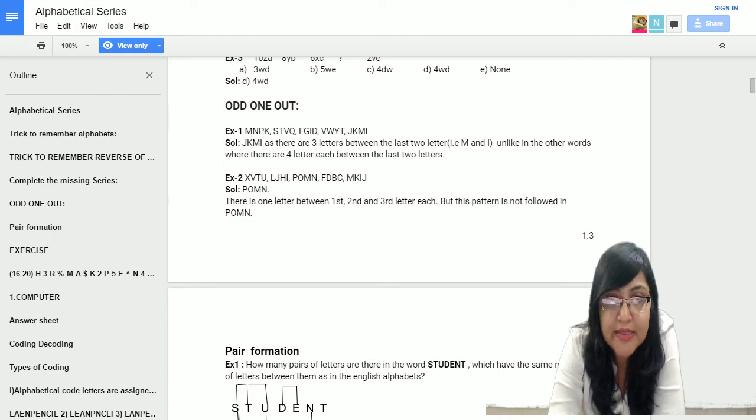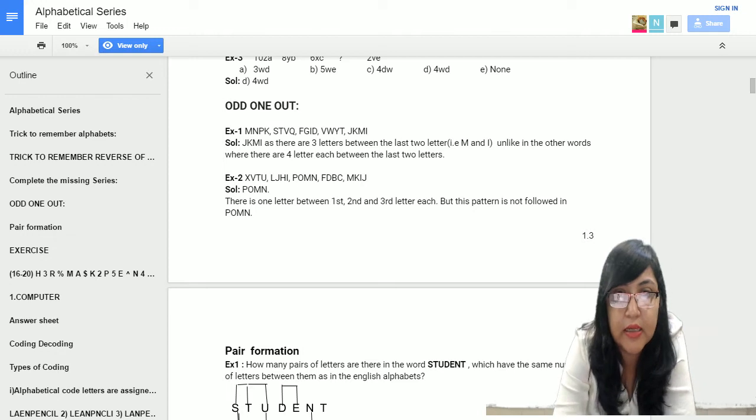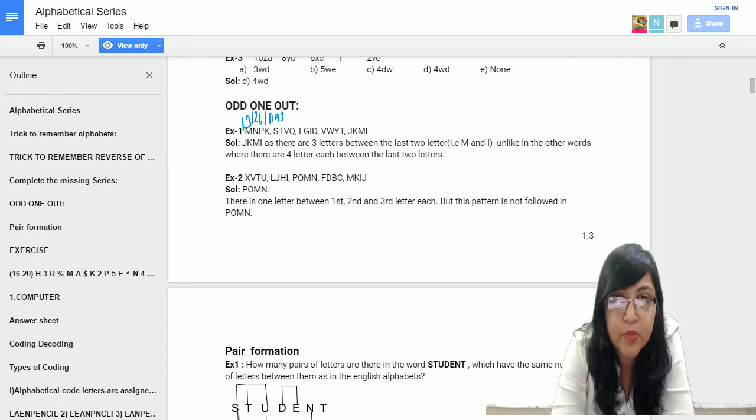Okay, so now let's see what might be the pattern between these. Let's see, MPK. So this is M, next P, next it's K. M is 13 and K is 11. N is 12 and P is 16. So there might be a pattern. Let us see in the next as well. So S is 19, T is 20. So see, this is like +1.